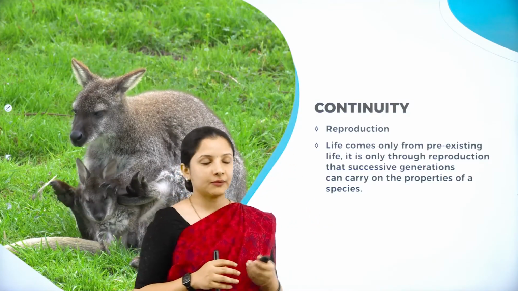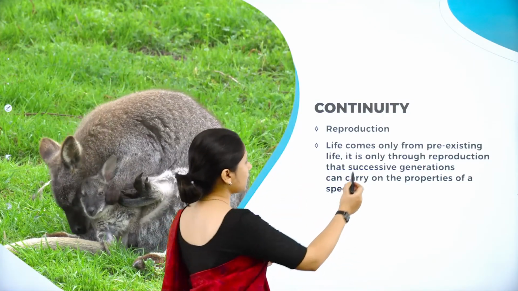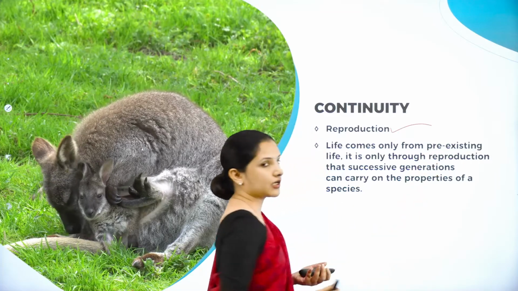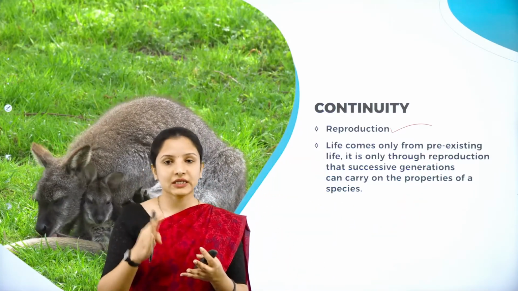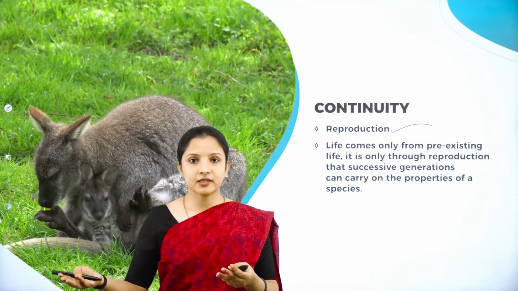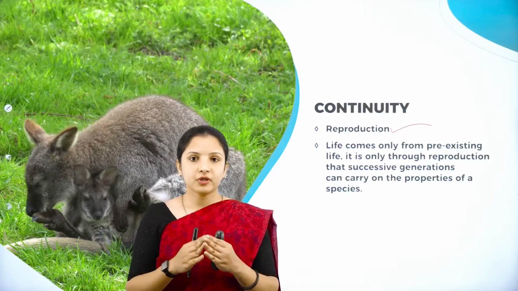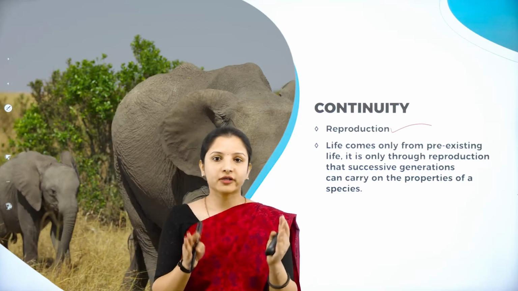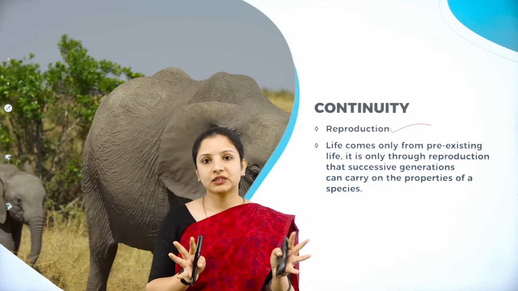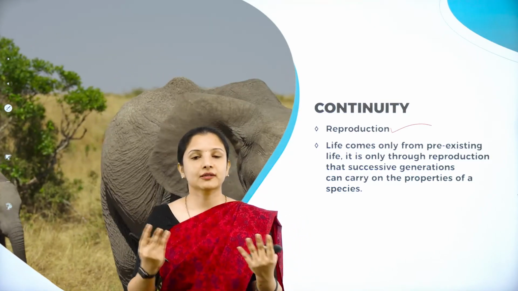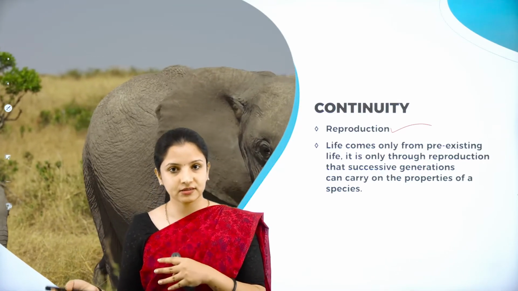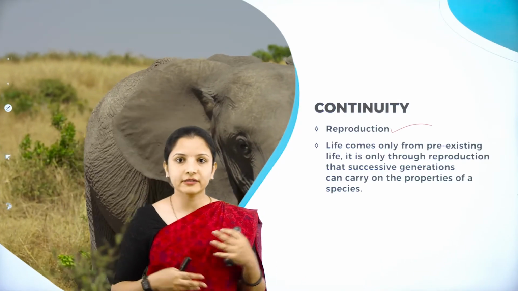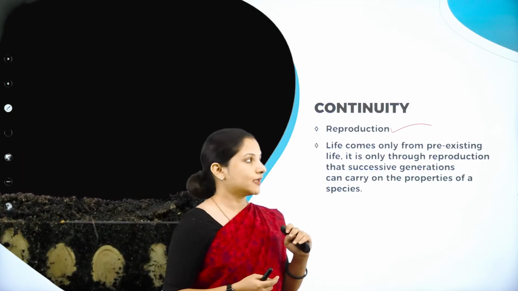Next is continuity. The best example of continuity is reproduction. For any organism, if the next generation is to continue, imagine the animals stop reproducing. Say in a forest there are 10 deer and those deer stop reproducing, then will the next generation come? Will the next set of deer be formed? No, right?